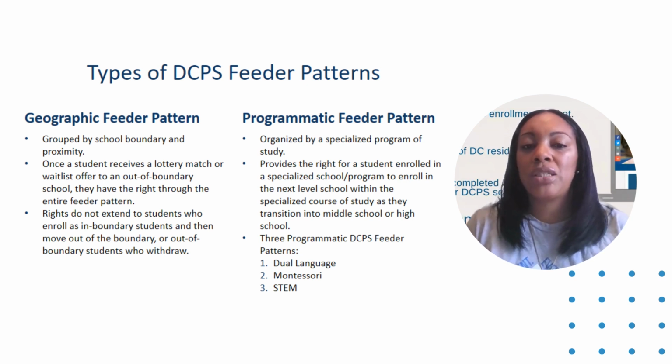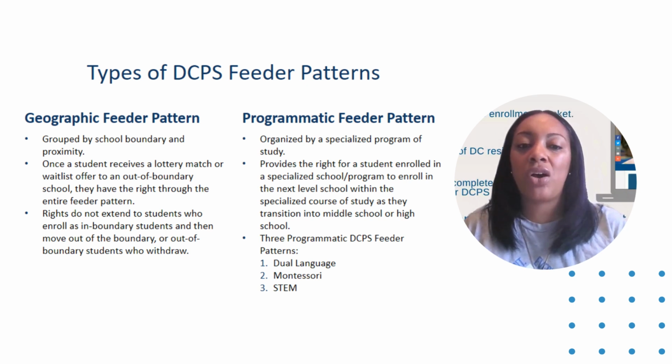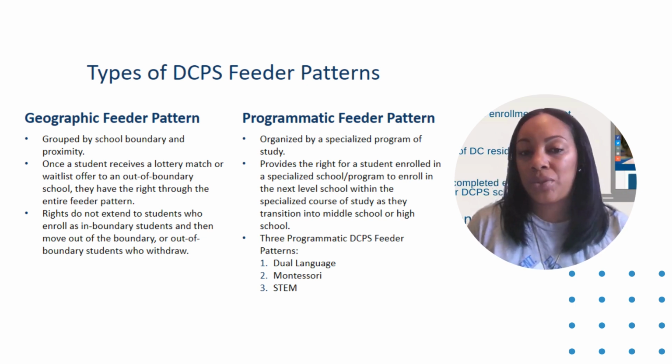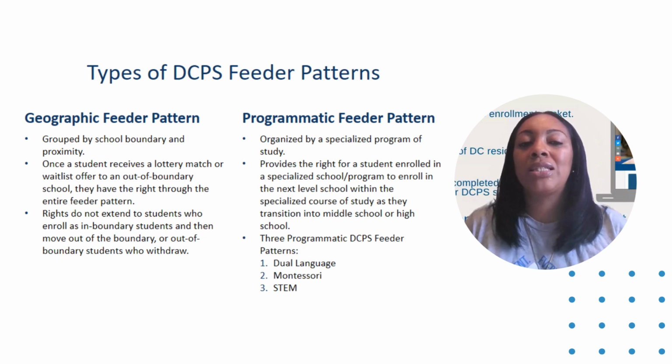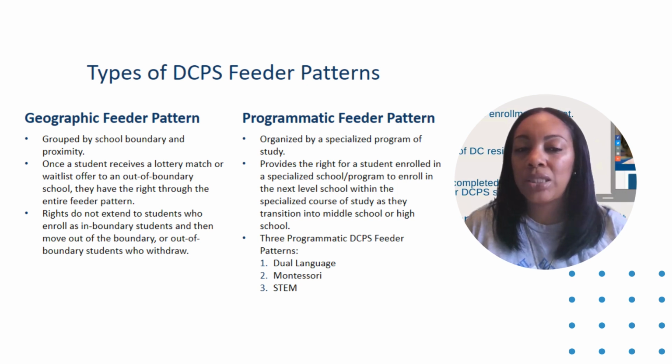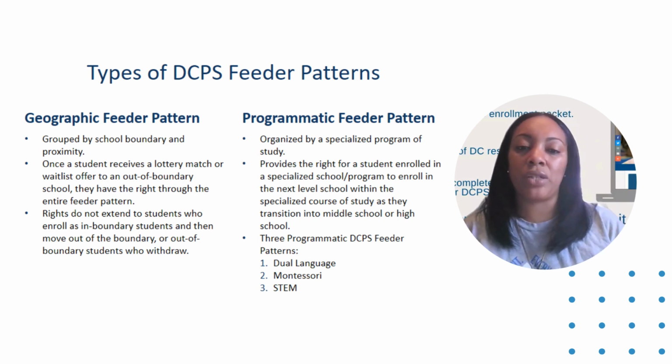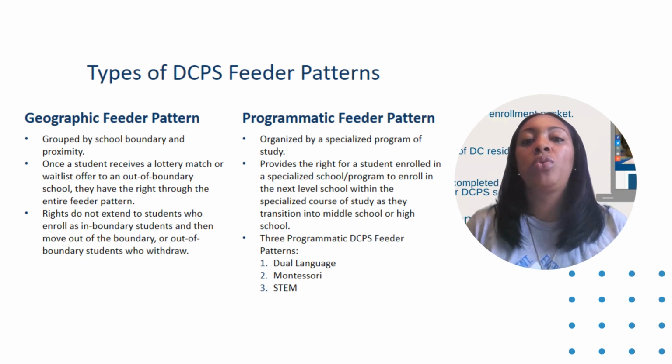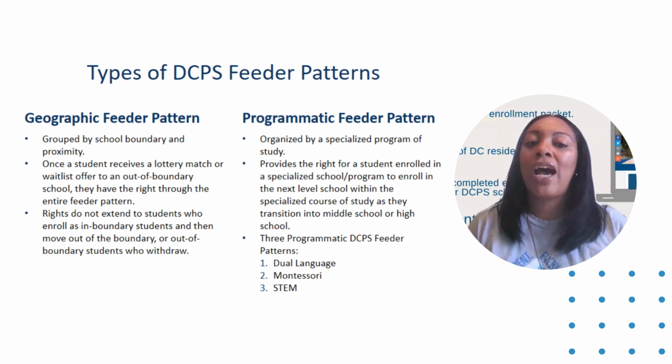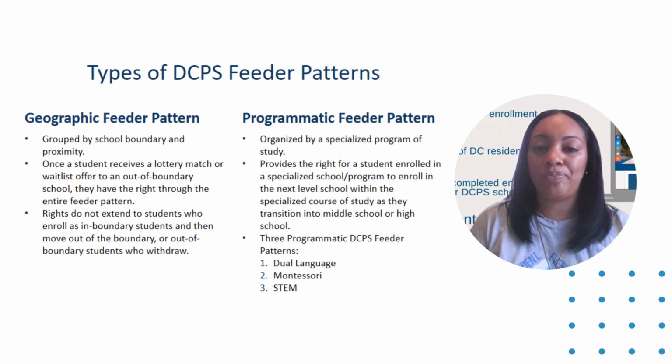Once a student receives a lottery match or waitlist offer to an out-of-boundary school, they have the right through the entire feeder pattern. Rights do not extend to students who enroll as in-boundary students and then move out of the boundary, or out-of-boundary students who withdraw. So again, rights do not extend to students who enroll as in-boundary students and then move out of boundary, or out-of-boundary students who withdraw.